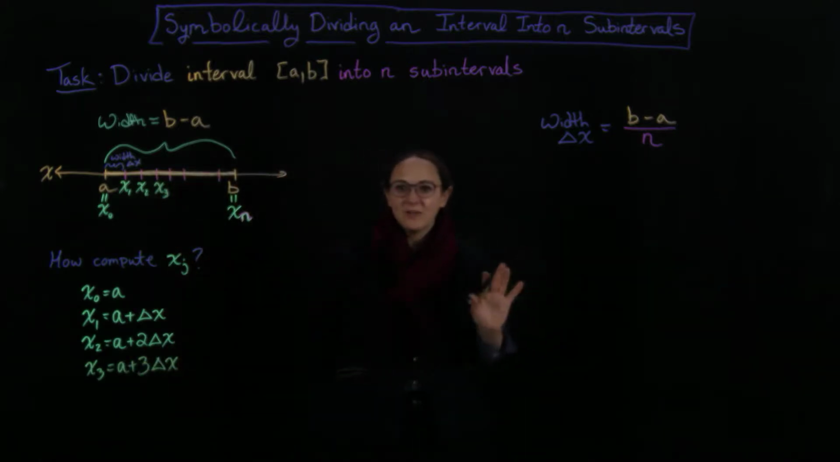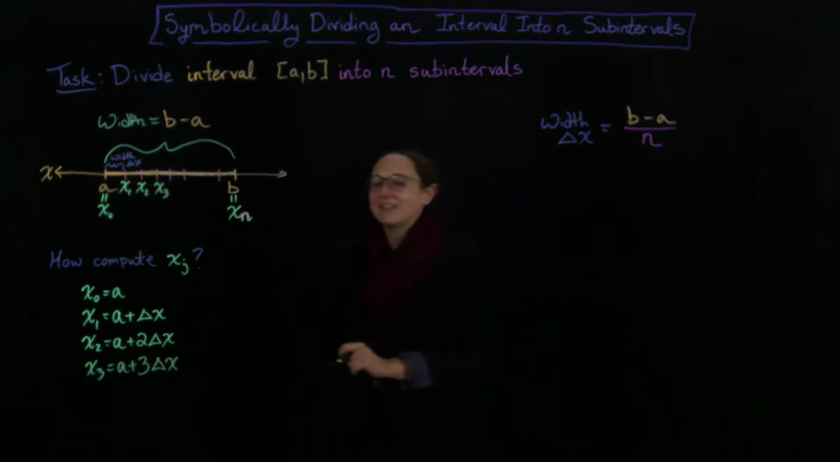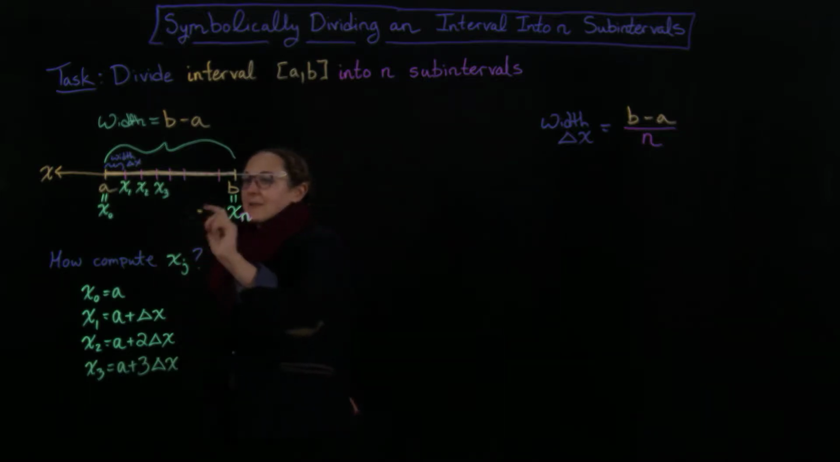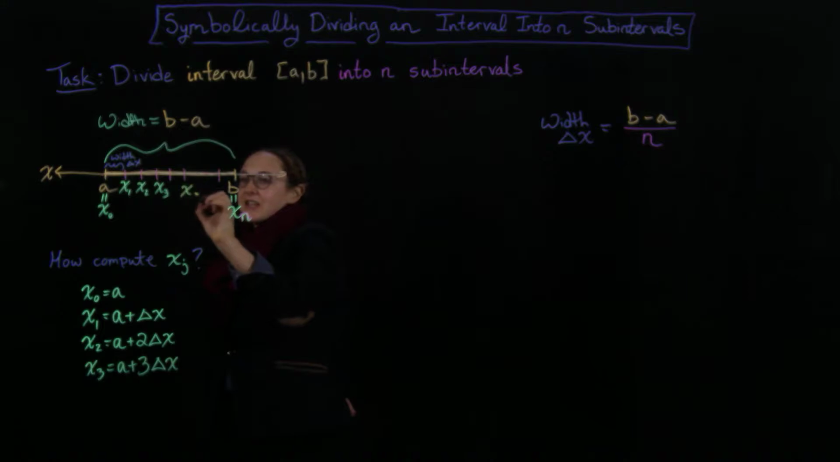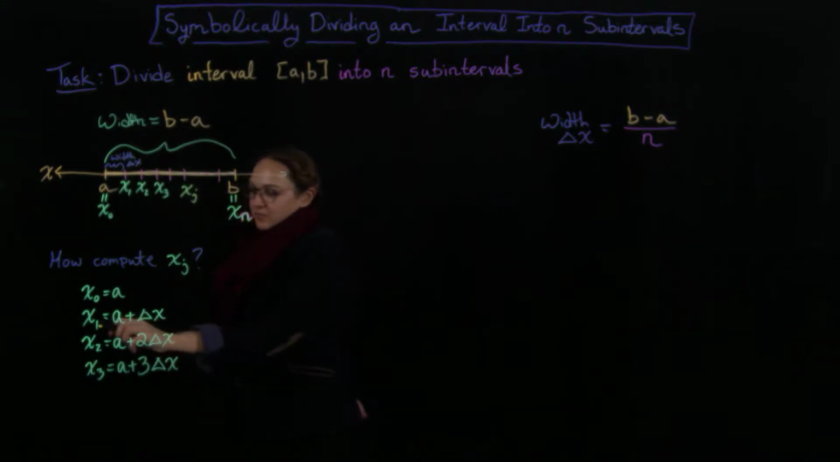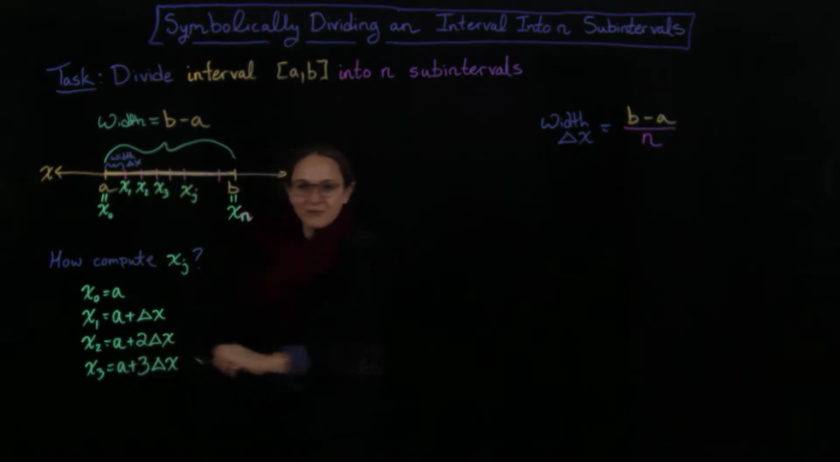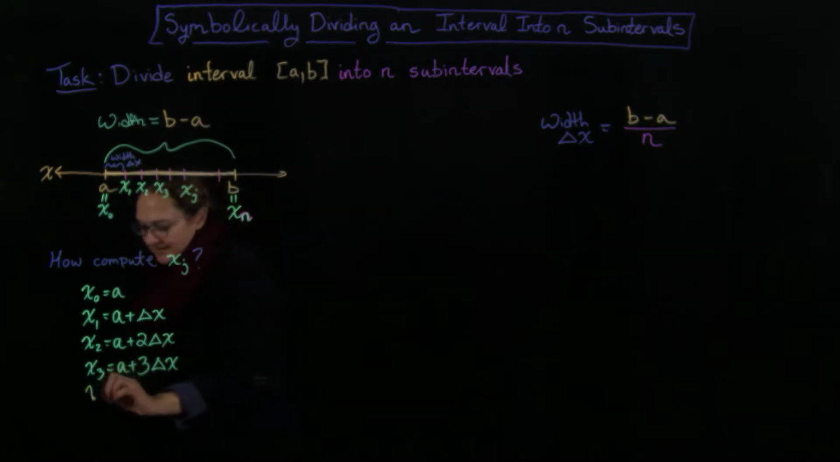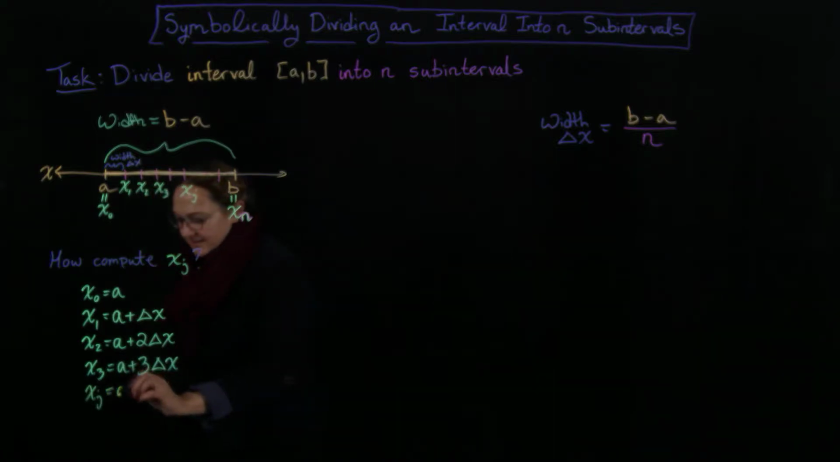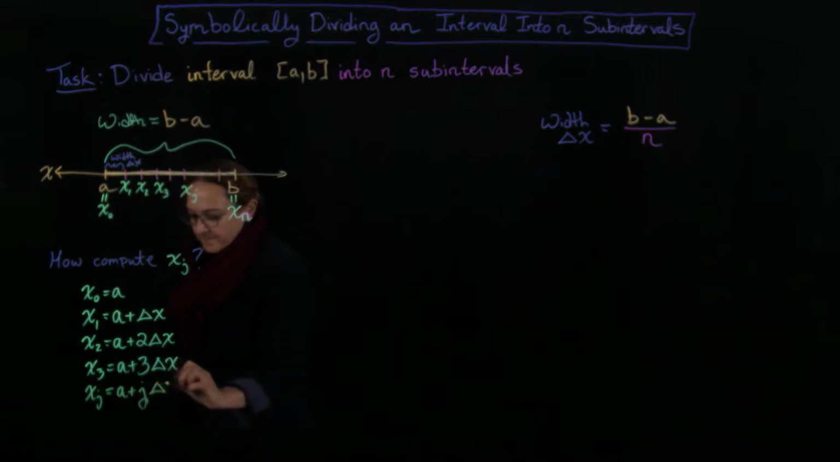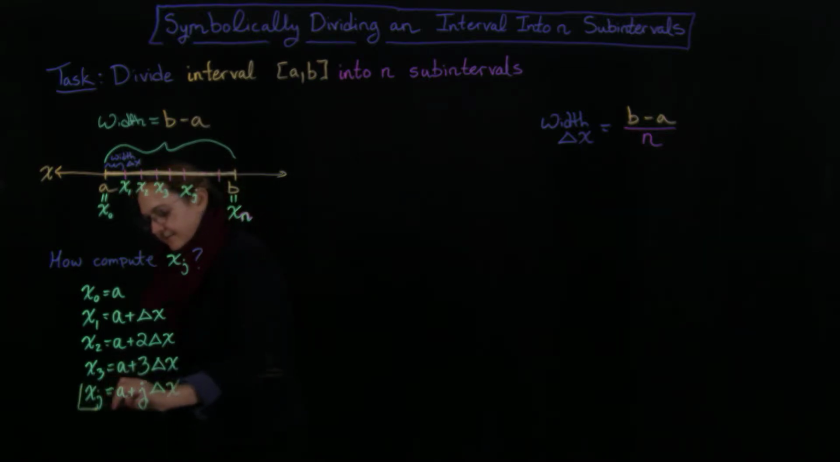So now we can probably see the pattern, right? Which is that if I have some arbitrary xj here, if this was 1, I added 1 copy. If it was 2, I added 2 copies. If it was 3, I added 3 copies. If I want to get up to xj, then I'm going to need to add j copies. And so that's my answer.